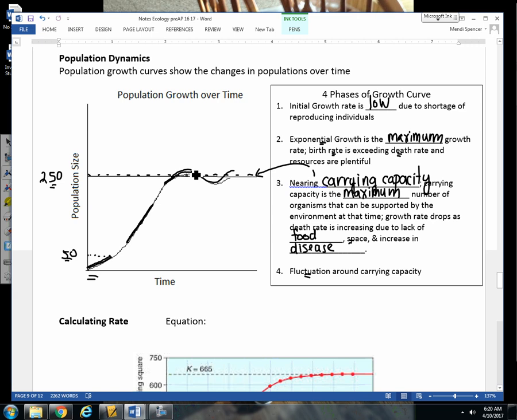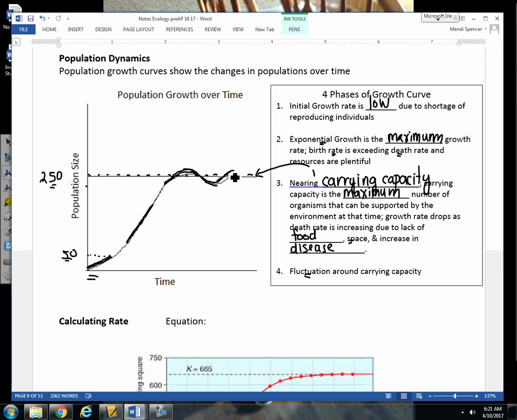So we're going to see death rate is higher than birth rate, and the population is going to fall, and usually falls a little bit below carrying capacity. But in this situation, now we have more resources available because we have less than the carrying capacity. And so we're going to see then birth rate is going to go higher than death rate, and the population is going to go up again. So again, we're going to see this population reach carrying capacity and then level off and fluctuate around carrying capacity.